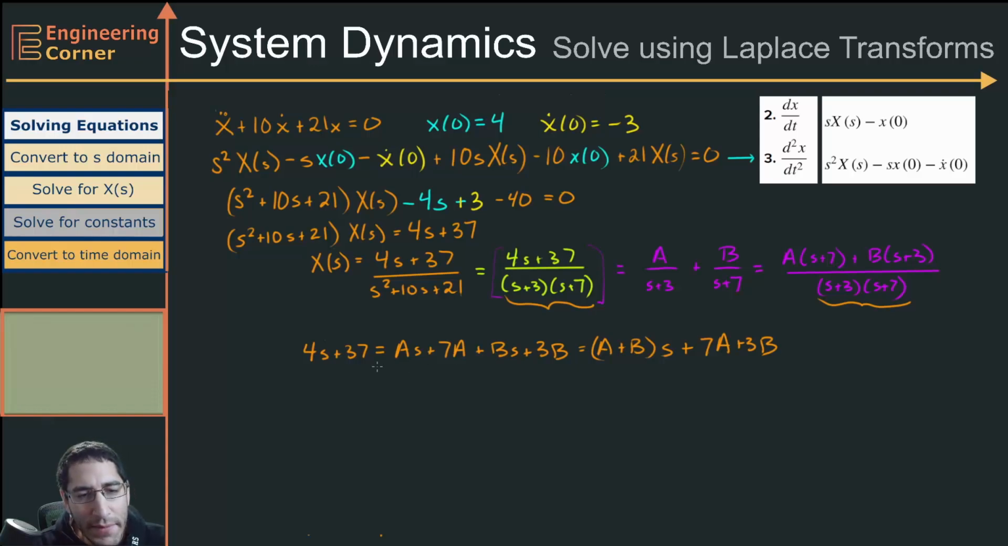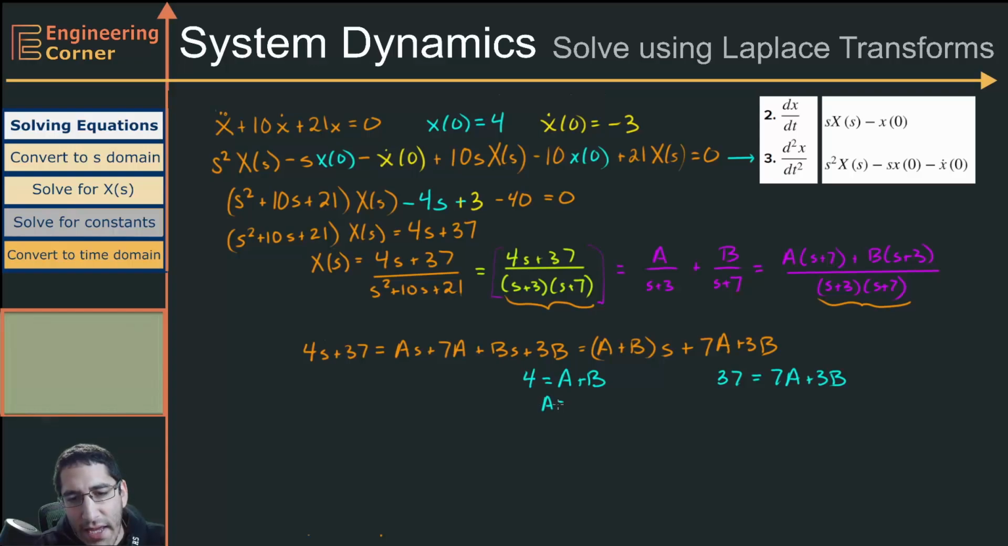Now my next step is to equate my s terms and my non-s terms. So my s terms are going to form the equation 4 is equal to a plus b. My non-s terms are going to form the equation 37 is equal to 7a plus 3b. Now this is an easier equation, I think, to solve for.